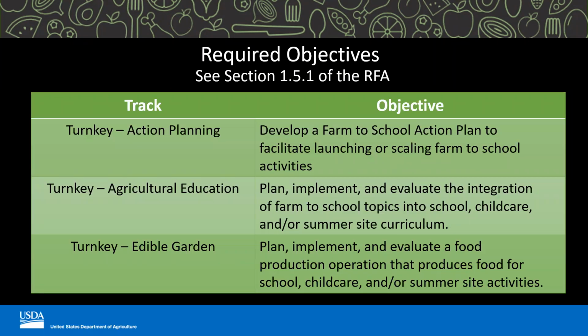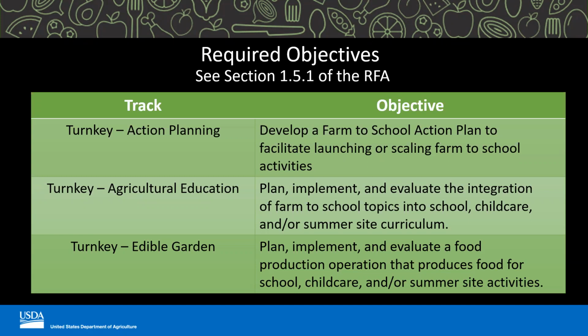Applicants applying to the turnkey action planning track agree to conduct specific activities defined by FNS, culminating in the development of a written Farm to School action plan for submission to FNS at the end of the period of performance. The Agricultural Education Curriculum Development and Delivery Project focuses on connecting students with their food, and/or preparing them for careers in agriculture through thoughtful and relevant agricultural education.